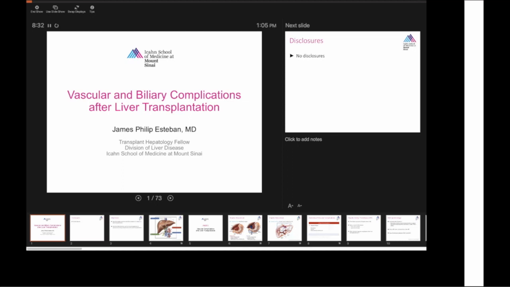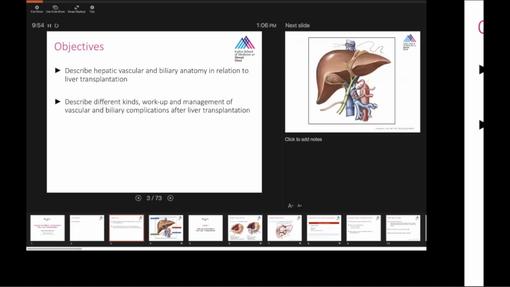So I think this is actually an important topic that needs a lot of attention, and I'll try in the next hour to go over these vascular and biliary complications that may occur after transplantation. I designed it to be a fairly general overview of this topic, including, where I can, whatever evidence is out there on management. I don't have any disclosures.